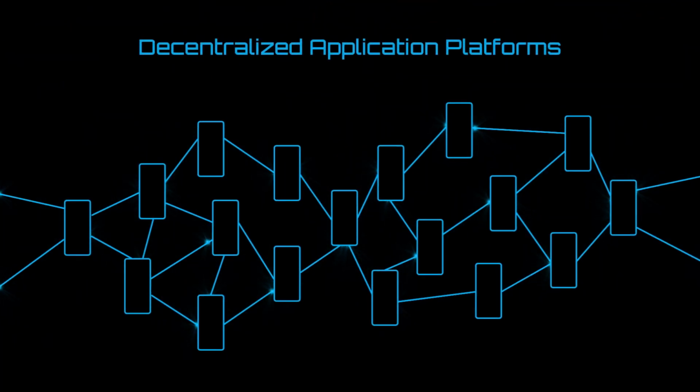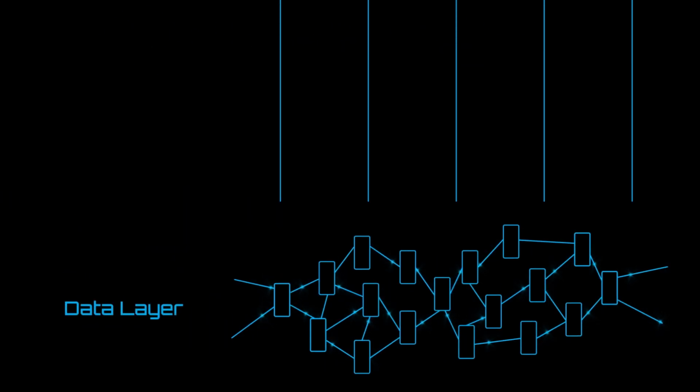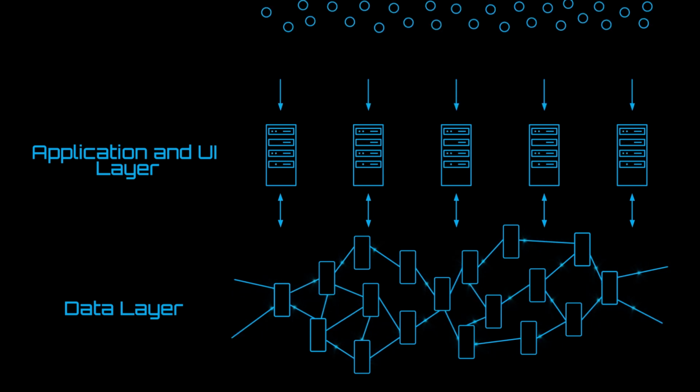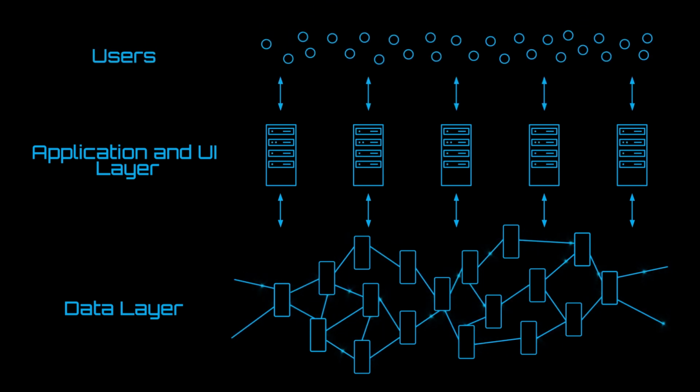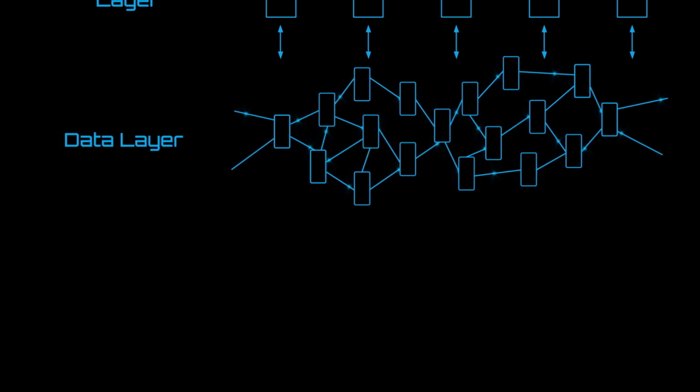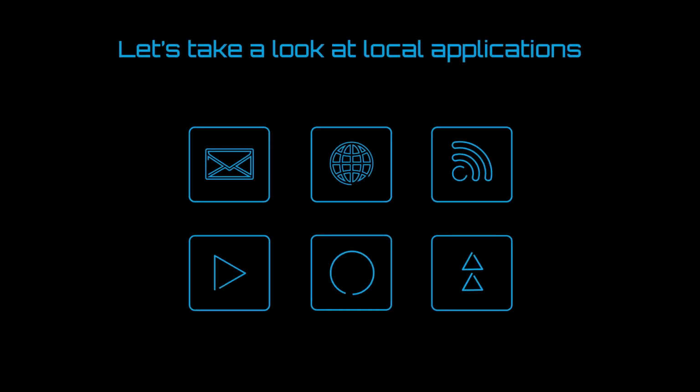Decentralized application platforms are a new promising technology that has the potential to eliminate the need for web servers by transforming the current Internet architecture into a homogeneous peer-to-peer network. But it can only replace a data layer, and still has to rely on conventional infrastructure for application and UI delivery. Now, let's take a look at local applications.